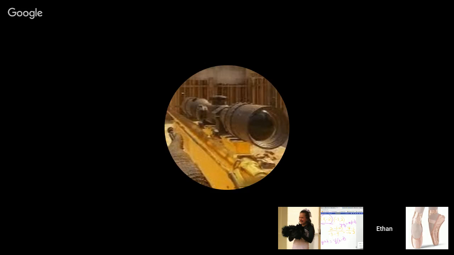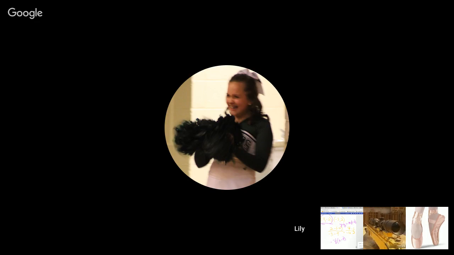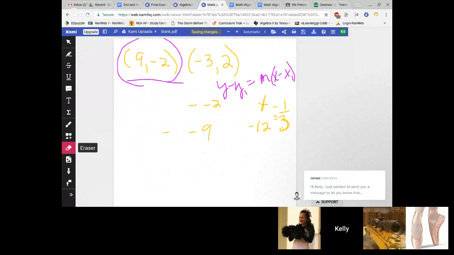Hey, Lily. Lily. Yes, ma'am. What is your number 50? Number 50 says to write an equation of the line that passes through the given point and is parallel to the given line. Oh, yours is the parallel one. Yeah. So I must have reversed on those. I must have swapped places. What's 49 say for you?